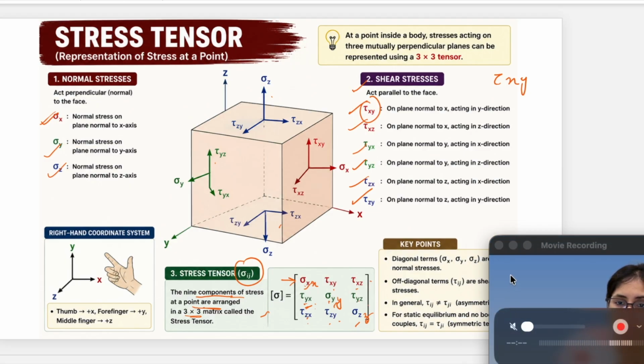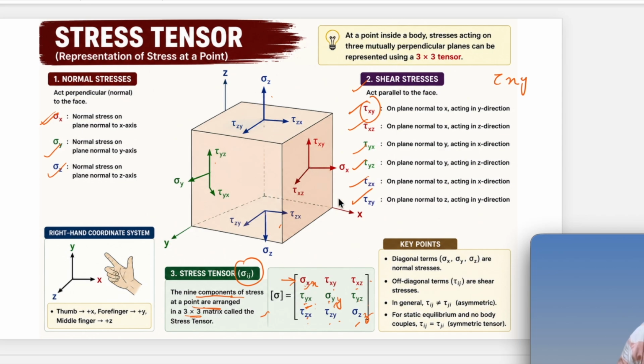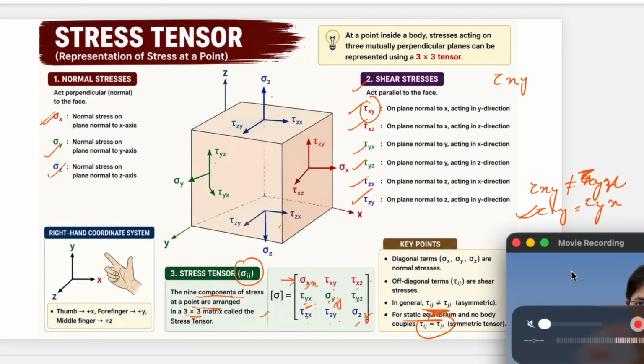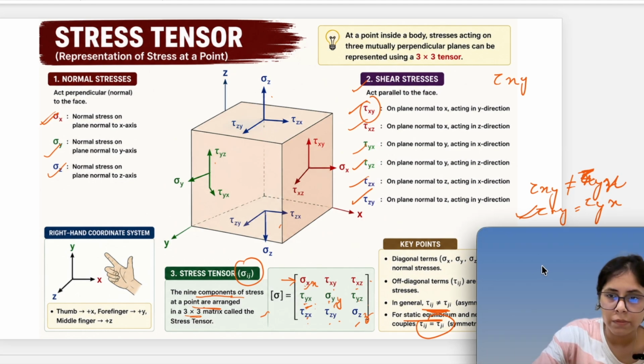We have another point: in general, tau ij will not be equal to tau ji. That means tau xy will not be equal to tau yx. So this is a general case. But for static equilibrium, we have to make sure that tau xy is equal to tau yx. So this is true for static equilibrium and for a symmetric tensor. This is also something we need to remember.